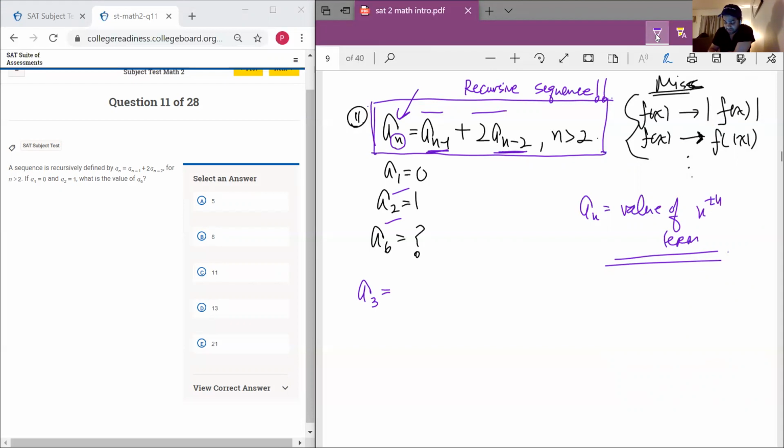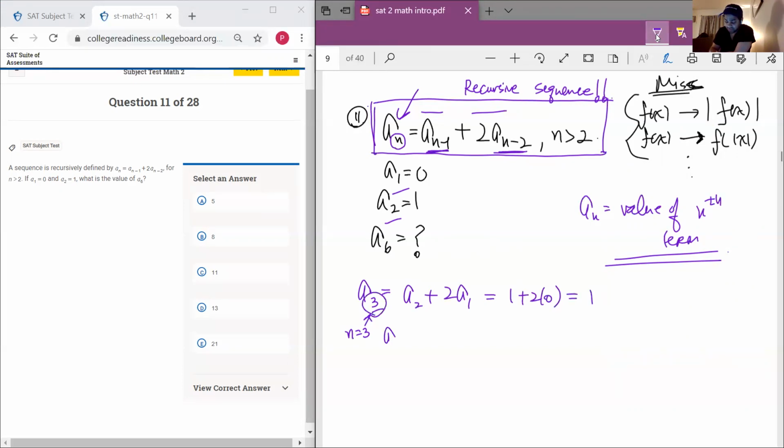So given 2 and 1, I can find what a sub 3 is, because a sub 3 is equal to a sub n minus 1, where I'm making n to be 3. n minus 1 is a sub 2, plus 2 times a sub 1. That's what a sub 3 is, which is going to be a sub 2, which is 1, plus 2 times 0, so the answer is 1.